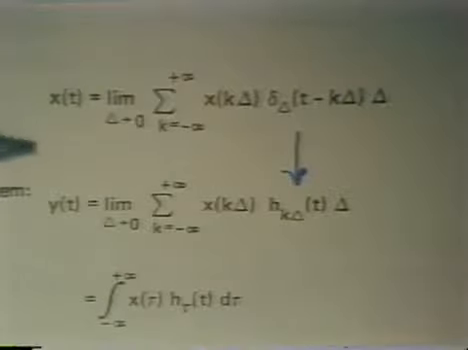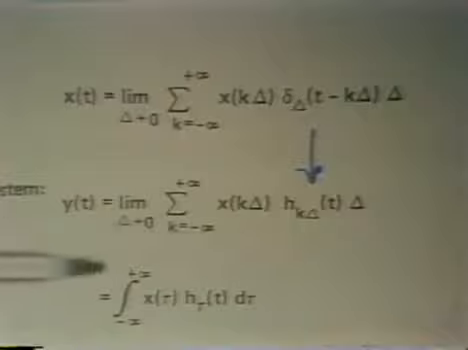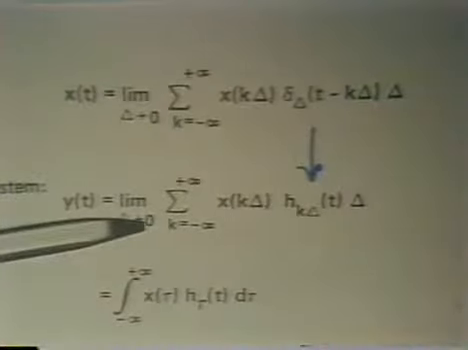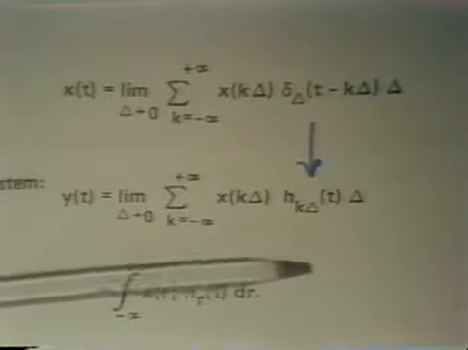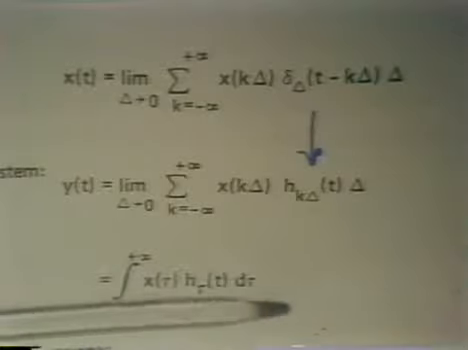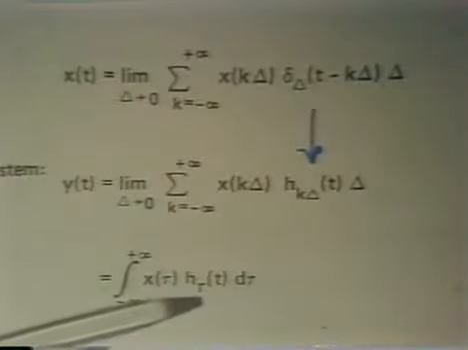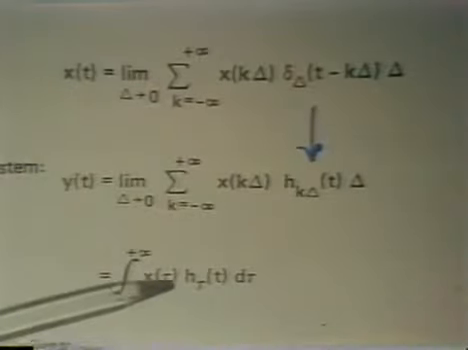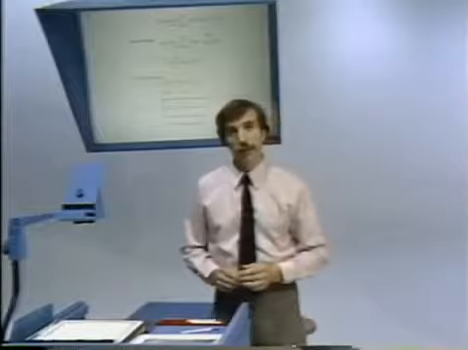For a linear system, then, if the input is expressed in this form, the output is expressed in this form, again taking the limit as delta goes to 0. By definition, this corresponds to an integral, and it's the integral that I indicate here, with h sub tau of t corresponding to the impulse response due to an impulse occurring at time tau. Now again, we can do the same thing.